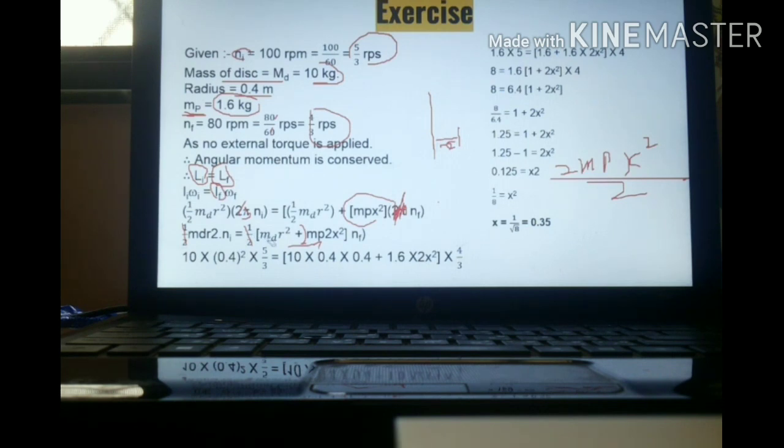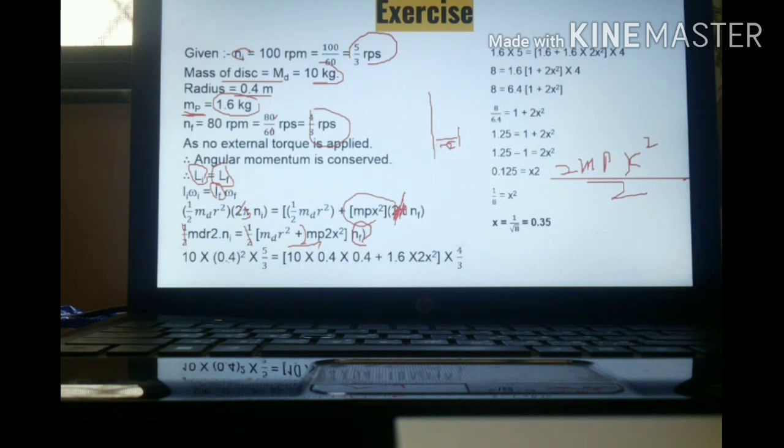Half has already gone. The mass of this disc is 10 again, R square is 0.4 square, so I have written 2 times 0.4 plus mp, the mass of this particle, that is 1.6. I have written 2 as it is. X square's value we have to find out, and nf, the final frequency, is 4/3, which we have got. So over here I have tried to solve this now.